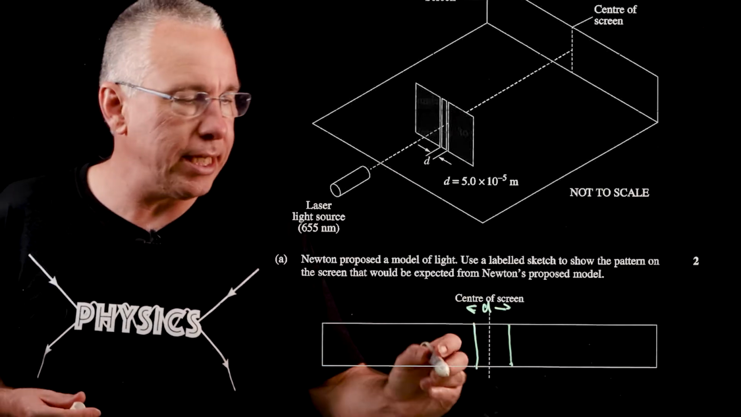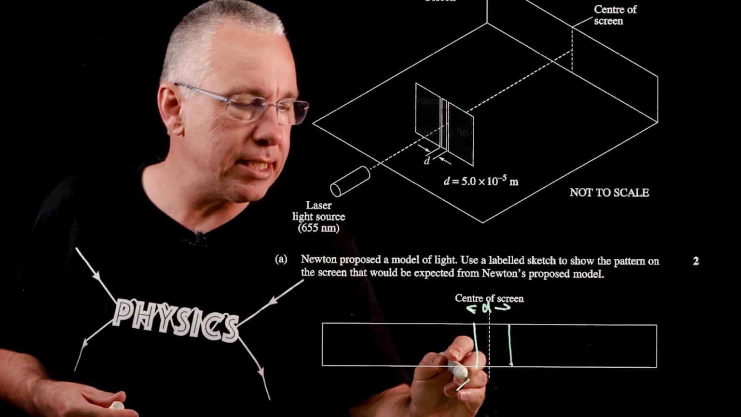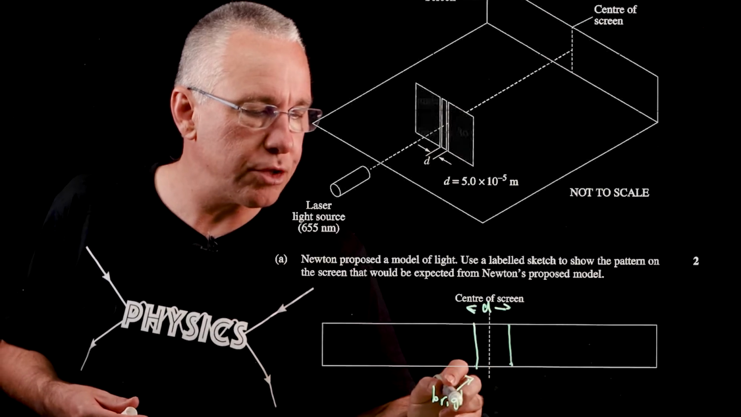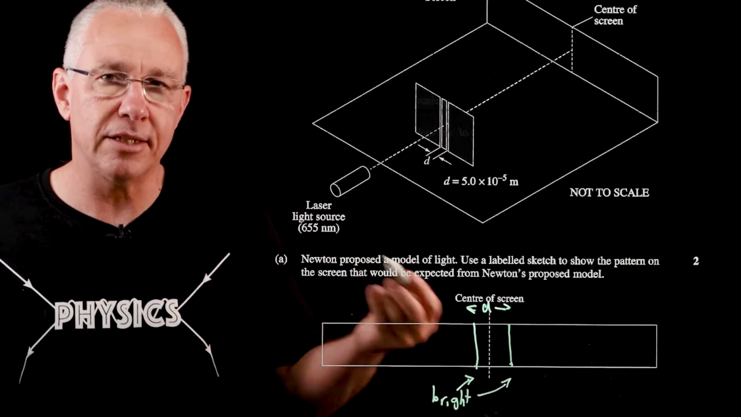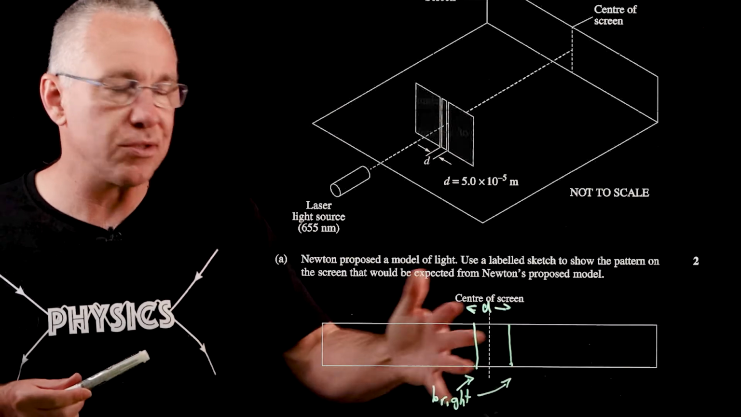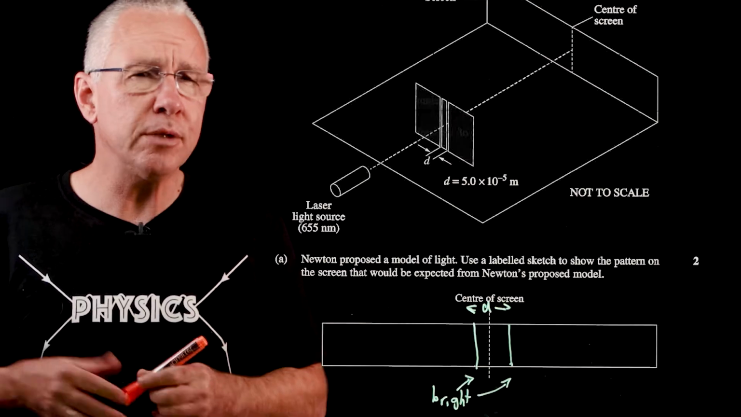And you probably also need to identify at least that these are our bright spots or our bright lines over here to represent the fact that they're the result of our corpuscles hitting the screen. Now, we could modify this.